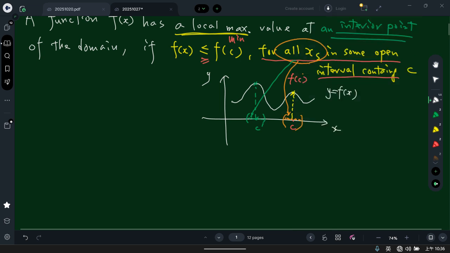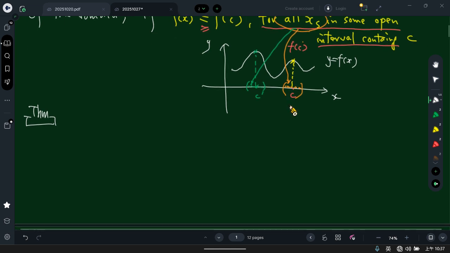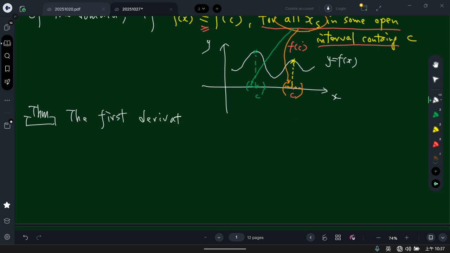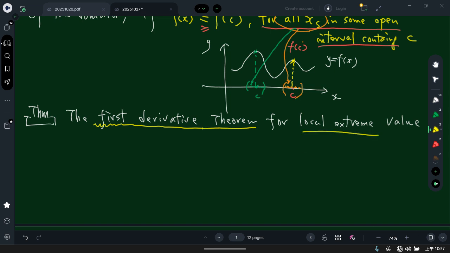The first, there's a theorem that we can try to use: the first derivative theorem for local extreme values. So it's obvious, this theorem just tries to use the first derivative to get the local extreme.